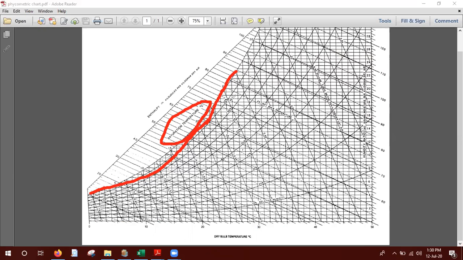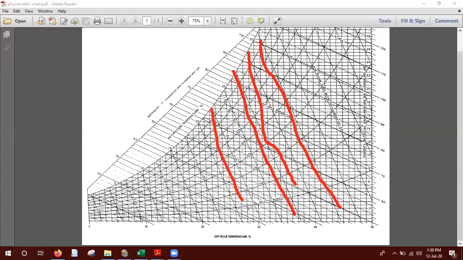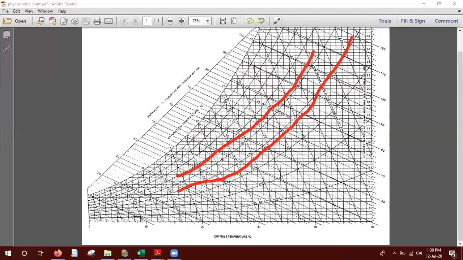Then it comes with one type of vertical line. Sorry for my bad drawing, but these vertical lines are specific volume lines. There is only one type of vertical line. So total 5 are gone, and the very important line is the relative humidity. This type of curved line we discussed. These curved lines are relative humidity lines.